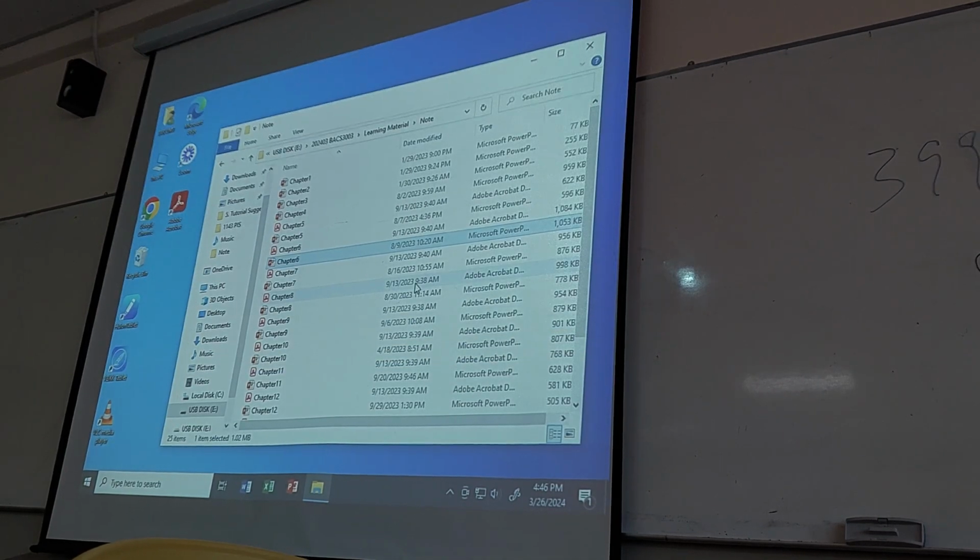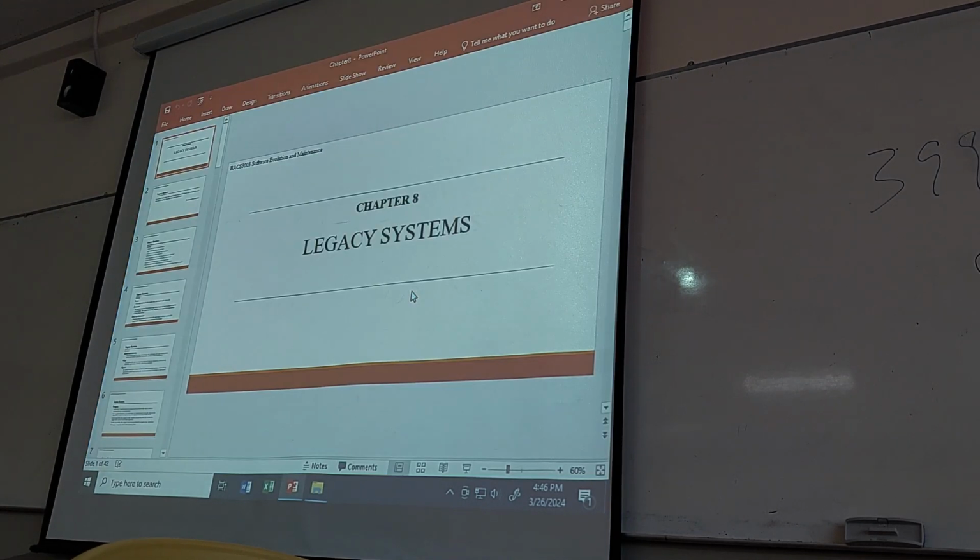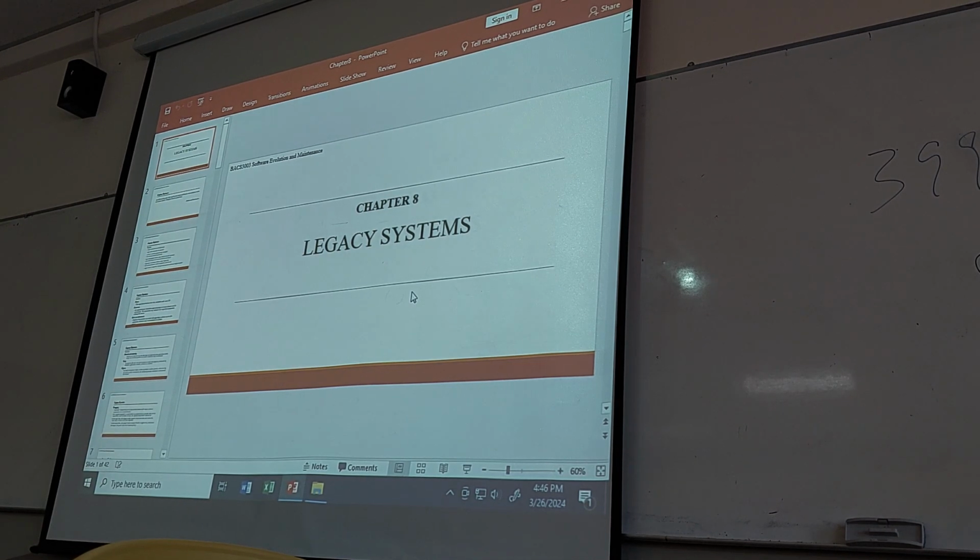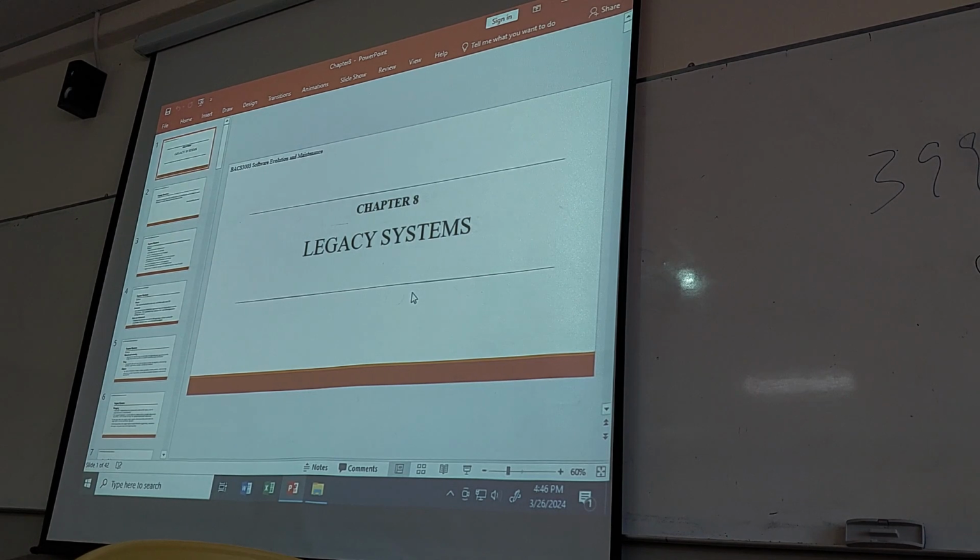Shall we continue with chapter 8? This is a very interesting topic. Chapter 8, Legacy System. Yeah, COBOL and Fortran. Shall we cover this one? Is it too fast? Or the speed? Never mind, cover a bit.